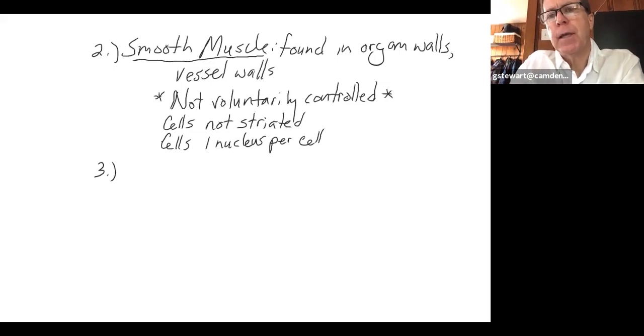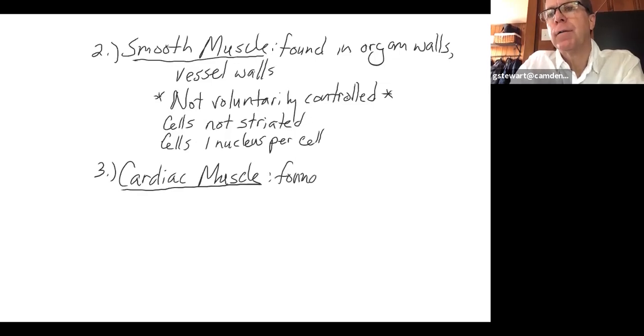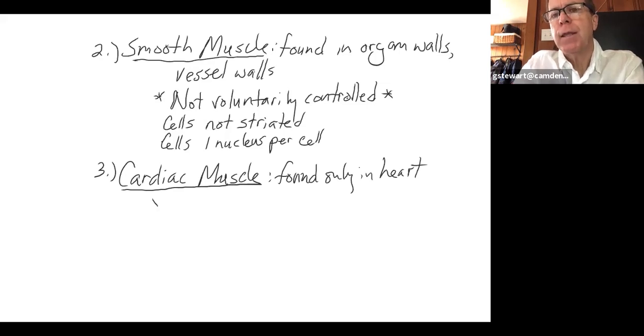Third type of muscle is cardiac muscle. Just like the name implies, cardiac muscle is found only in the heart. All right, so that's the only location that we find it. It characteristically, it's sort of a mix between number 1 and number 2. I'll explain. This is not voluntarily controlled, so we say it's involuntary.